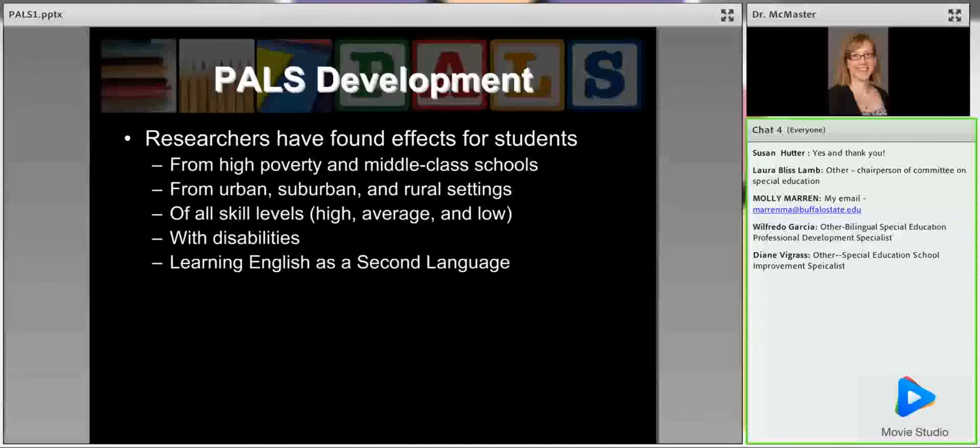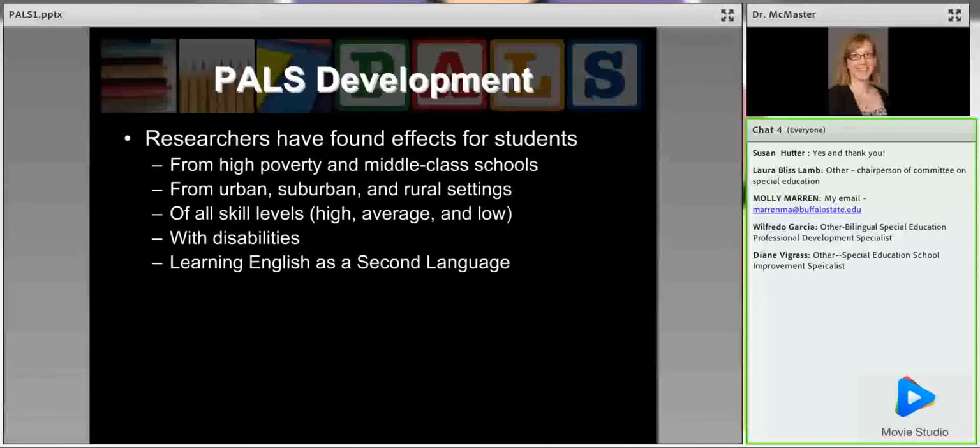And there's always been an effort in PALS research to disaggregate the data for different levels of learners so we can answer the question of, is this going to be beneficial for my higher performing readers as well as for my average and lower performing readers. So kids at all levels have appeared to benefit from PALS.